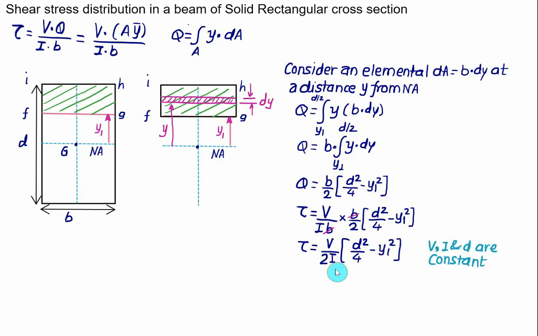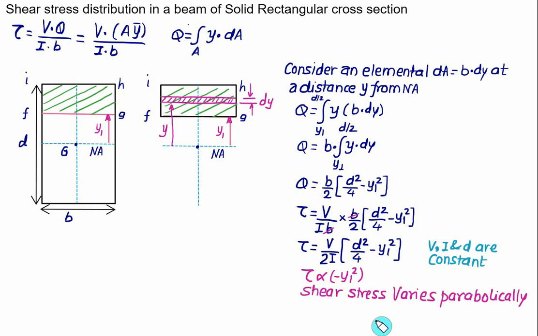So we observe here that the shear force at a given section, the moment of inertia of a given section, and the depth d remain constant. It means that the shear stress is proportional to minus y1 square, that is the distance from the neutral axis. This is representing a parabola. So the shear stress distribution will vary parabolically, and we have a negative parabola. It means that this parabola is going towards the left, like this one. This one is a leftward parabola.